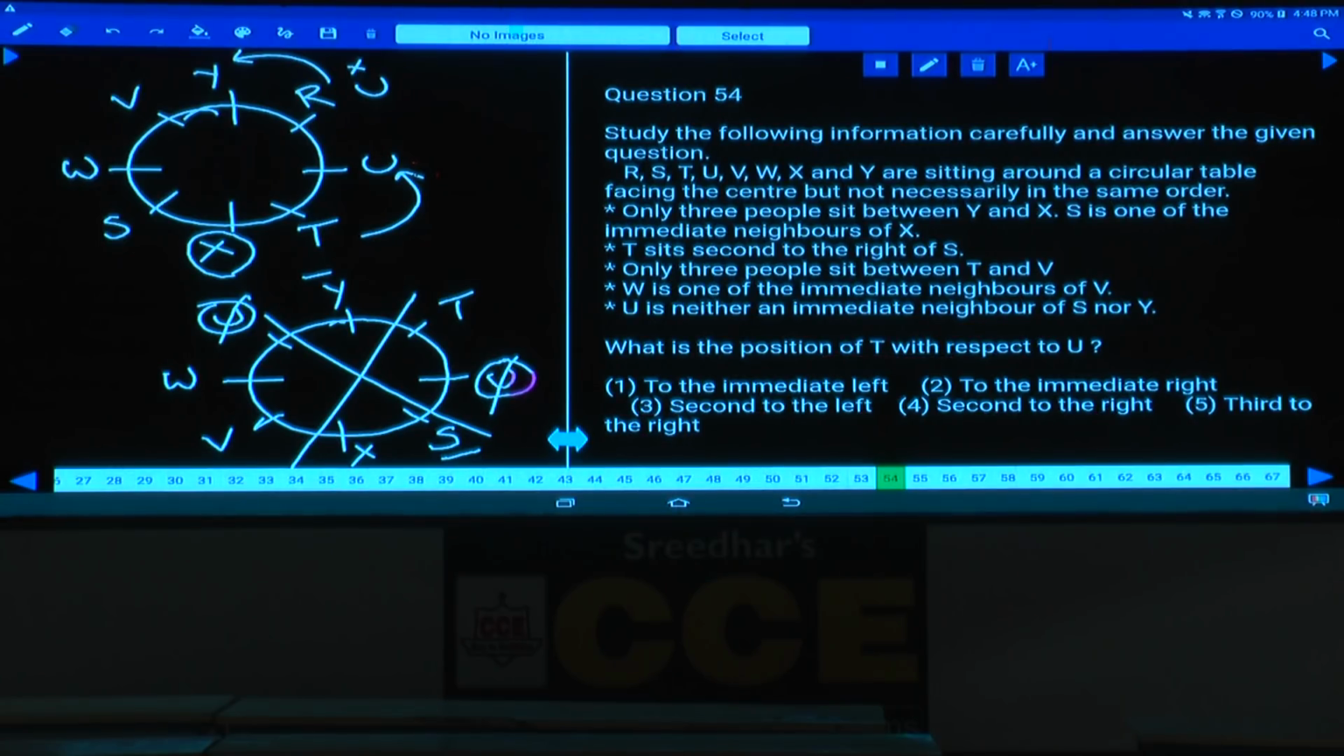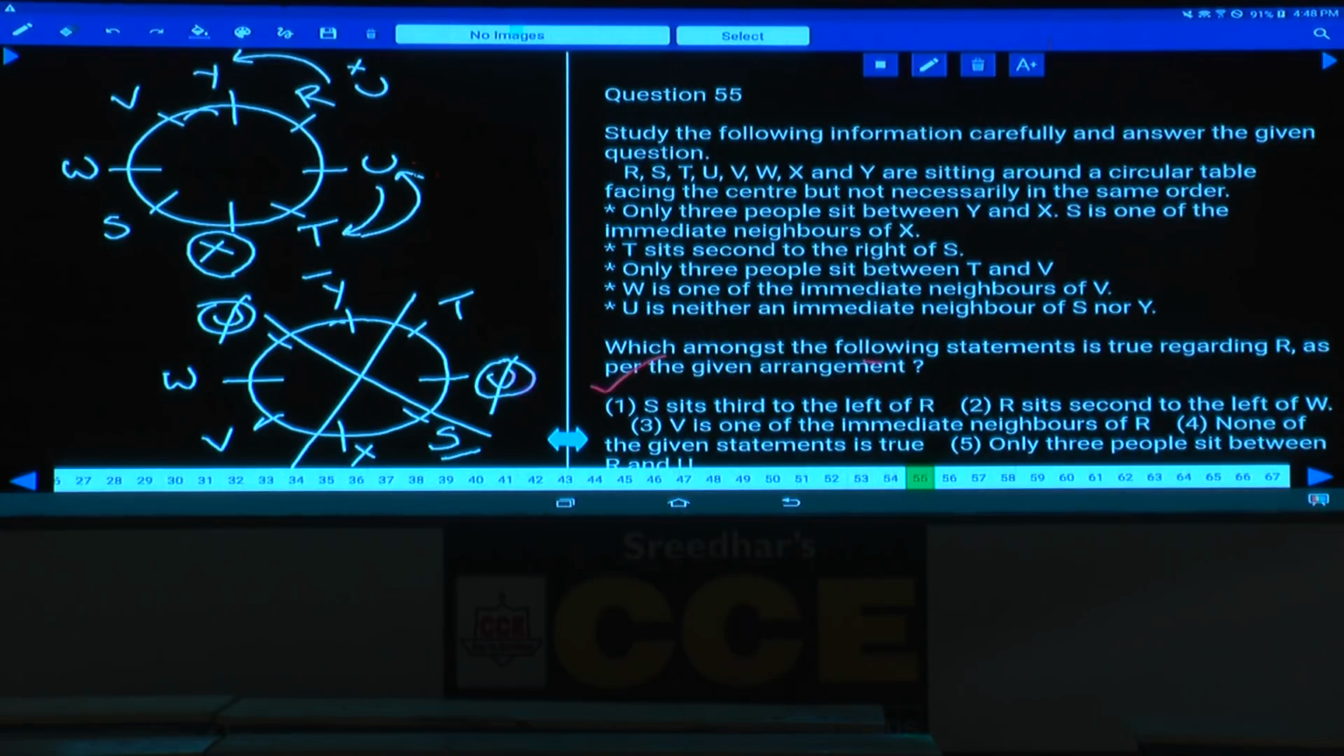Then question number 54. What is the position of T with respect to U? Position of T with respect to U. Now T is to the immediate left hand side of U. Immediate left, that is given in choice 1. Question number 54, choice 1.